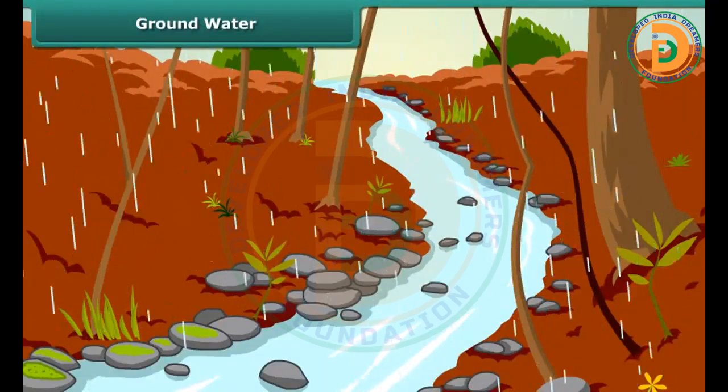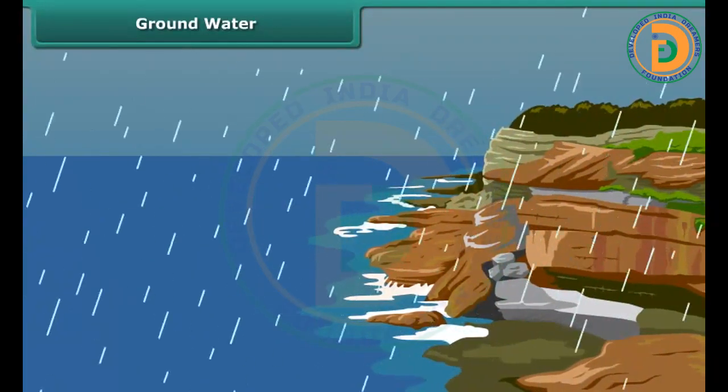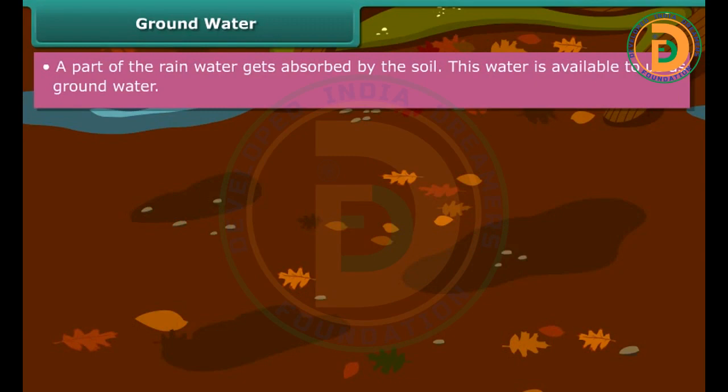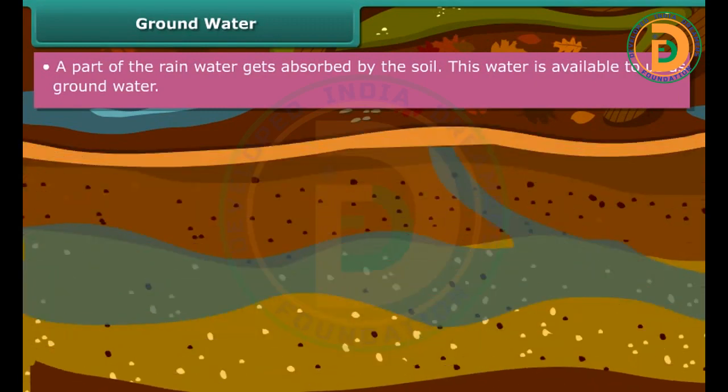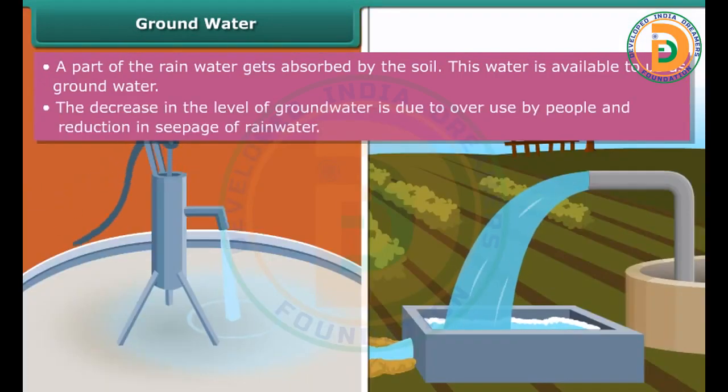Not all the rainwater flows into rivers and ultimately into oceans. Some of it is absorbed by the soil as well. This water is known as groundwater. Groundwater is the source of water for many lakes and wells. Hand pumps and tube wells tap this source to provide water for consumption.